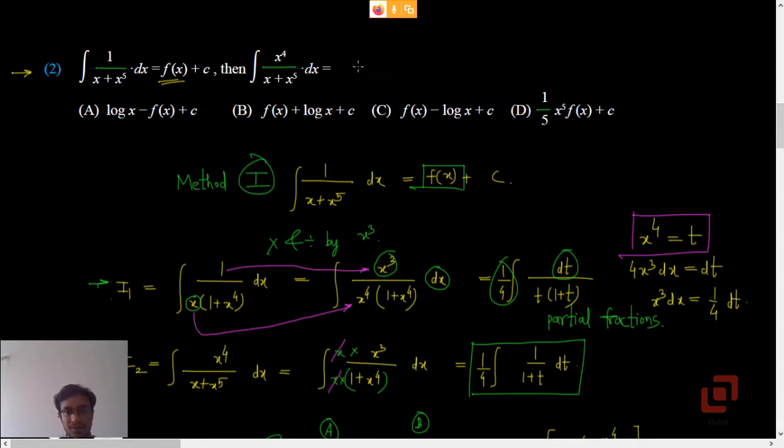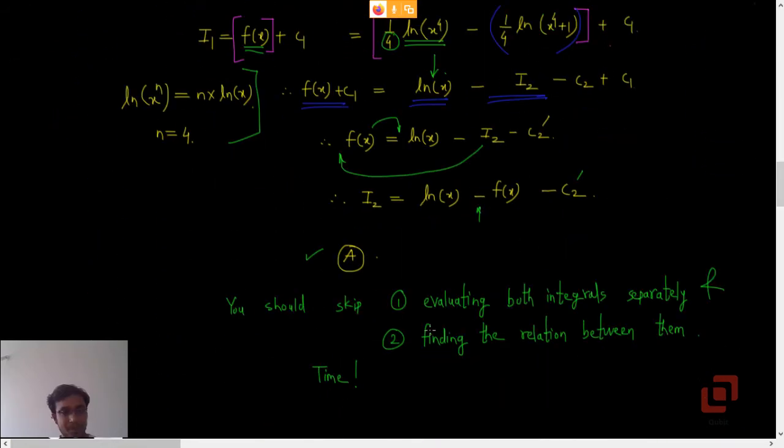Yes, this integral was asked, we called it I2, and it turned out to be log of x minus f of x plus c. So this is option A. Now the question is, was it necessary to actually obtain both these integrals? The answer is no.